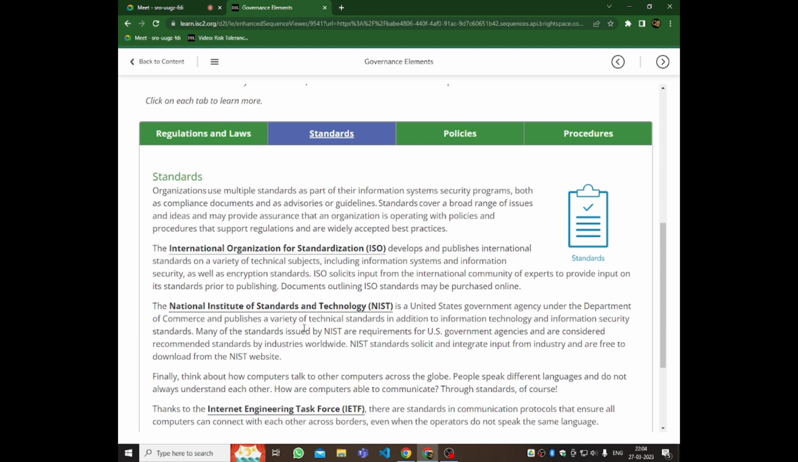Many of the standards issued by NIST are requirements for US government agencies and are considered recommended standards by industry worldwide. NIST standards solicit and integrate input from industry and are free to download from the NIST website.